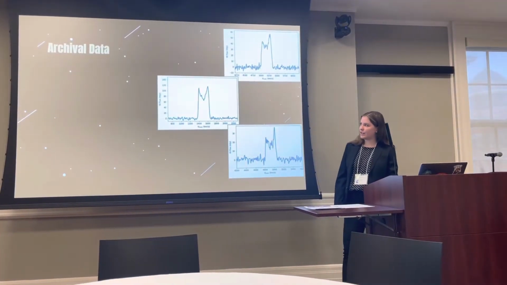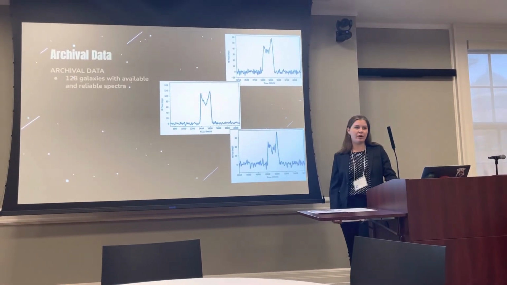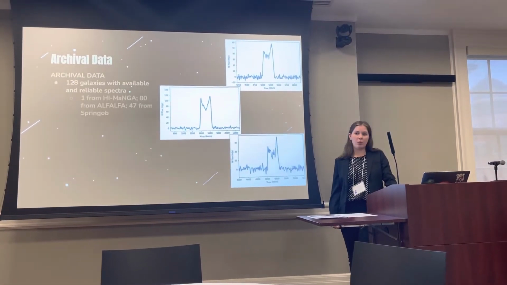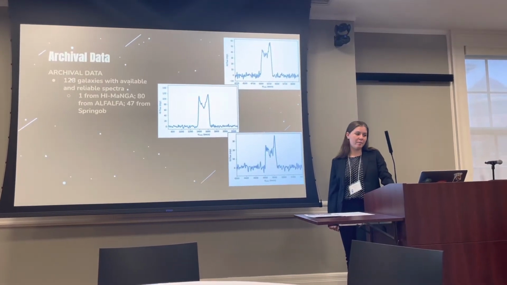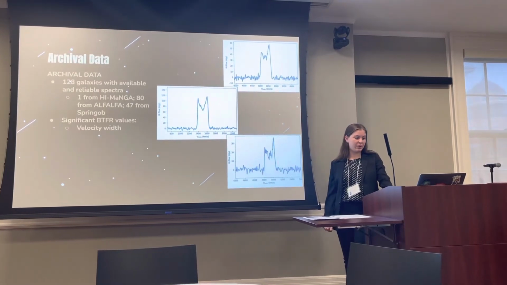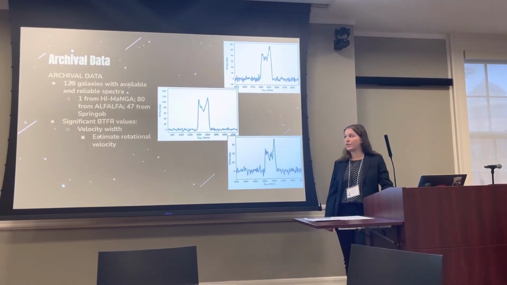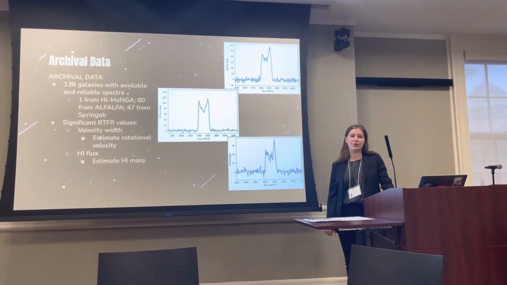For our archival data, we have 128 galaxies with available and reliable spectra. One is from H1 Manga, 80 are from Alfalfa, and 47 are from Springab. From this archival data, we extract their velocity widths, which can be used to estimate their rotational velocities, and their H1 flux, which we can use to determine their H1 mass.